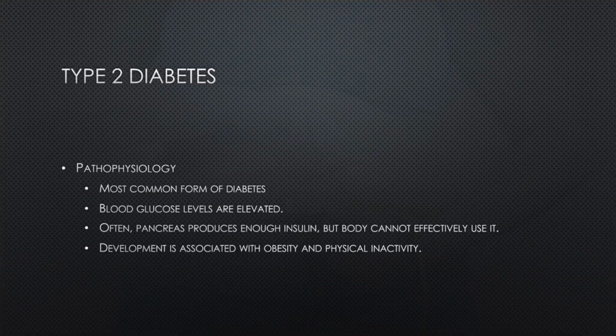Approximately 8.5% of the world's population is affected by diabetes, and usually it's type 2. Approximately 90% of people with diabetes in the U.S. have type 2 diabetes. Development is associated with obesity and physical inactivity. So typically it's poor dieting and lack of exercise that causes somebody to have type 2 diabetes. And development of metabolic syndrome is associated with excess weight, lack of physical activity, and genetic factors.